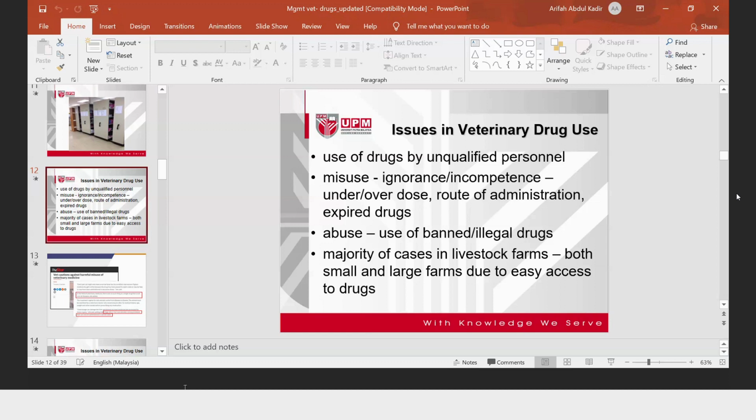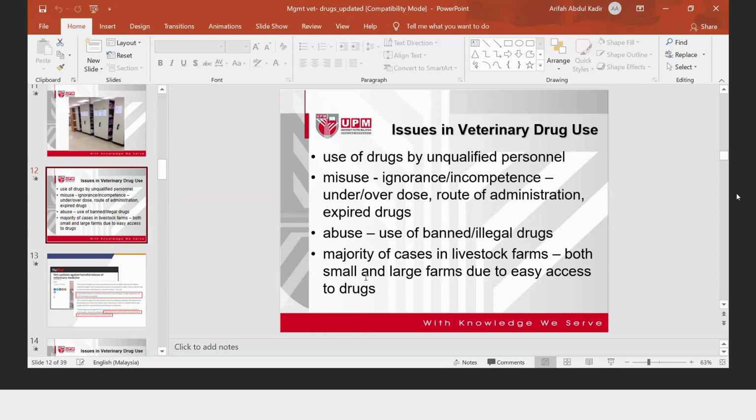Okay, so nowadays with MVC we have a lot of cases, a lot of complaints and cases reported to the Malaysian Veterinary Council. You all know about that, right? We have a council, the Malaysian Veterinary Council. Have you heard of that? Yes. Okay. So these are the people who will look into all these cases being reported, on drug misuse, underuse, overuse, and using expired drugs and so on.